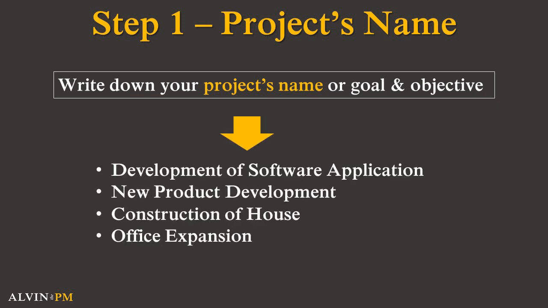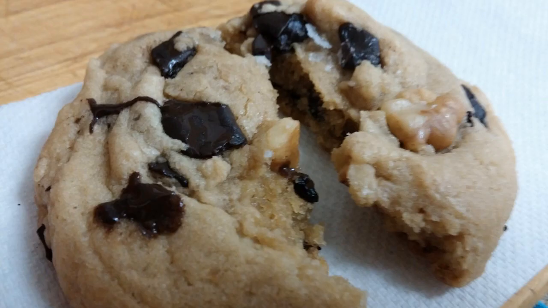This could be the development of a new software application, product, the construction of a house, or even the expansion of your office. So for today's example, let's create a WBS using an easy to understand real-life example that you're probably familiar with, baking the perfect chocolate chip cookie.